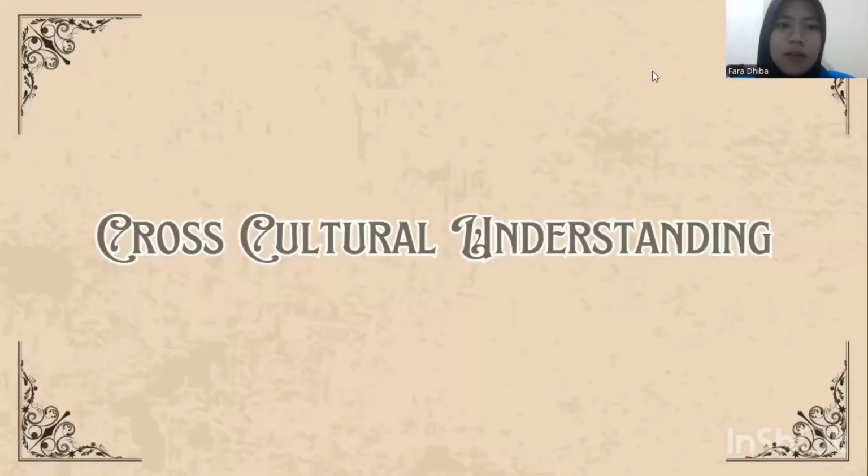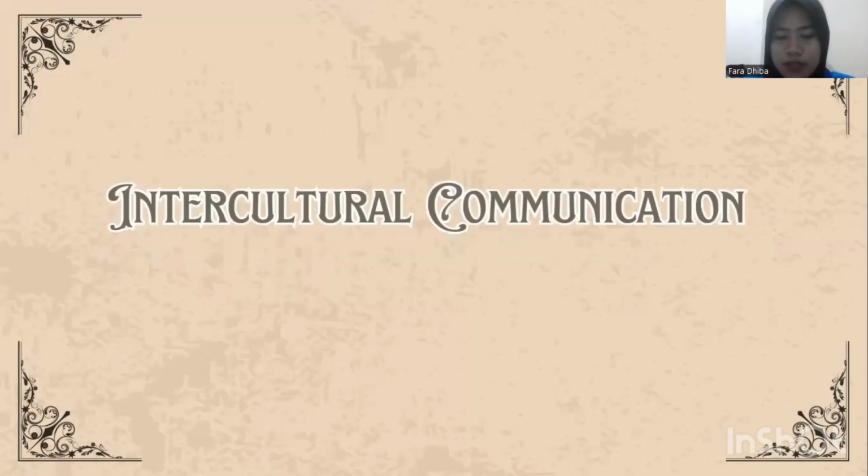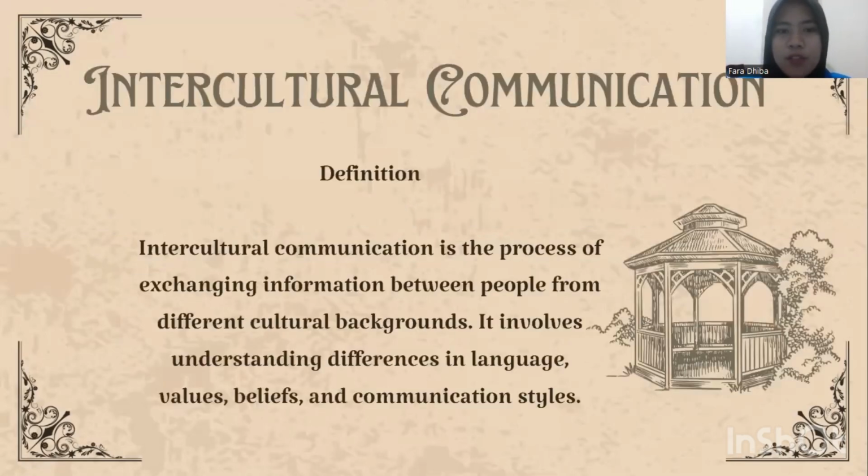This is the midterm of cross-cultural understanding. The first case is intercultural communication. Intercultural communication is the process of exchanging information between people from different cultural backgrounds. It involves understanding differences in language, values, beliefs, and communication style.